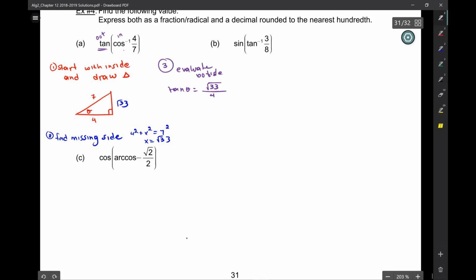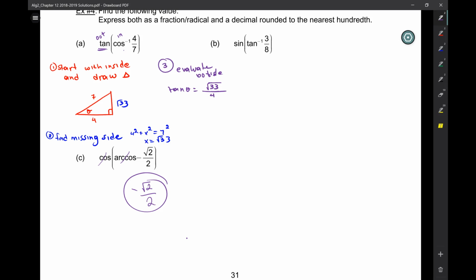I have arc cosine of negative root 2 over 2. That's the same as inverse cosine. But what do I have in the front of it? Cosine. So I have cosine and inverse cosine. What those two do is they pretty much cancel each other out. Oh, really? Yeah, really. So here, this is just negative root 2 over 2. Because what you're doing here is, what is the angle for which you get negative root 2 over 2? Negative pi over 4. What's the cosine of negative pi over 4? Negative root 2 over 2.